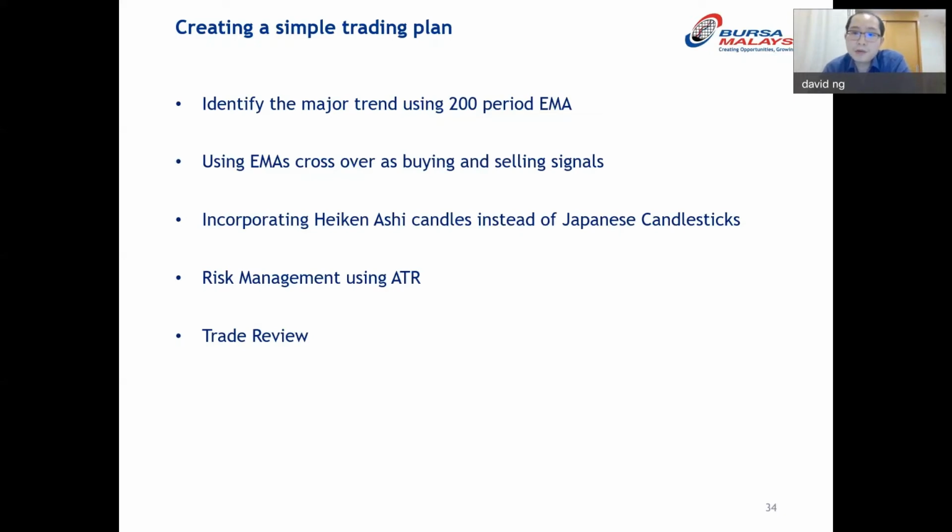Once you have that, the common setup you can use is different periods of EMAs as a way of determining whether it's a bullish or bearish crossover. And that's where you'll be putting your entry and exit signals.